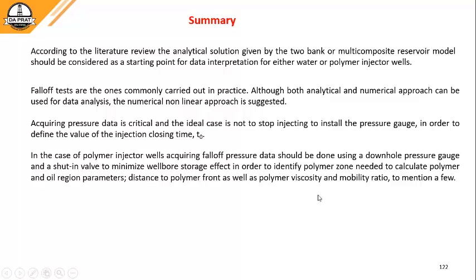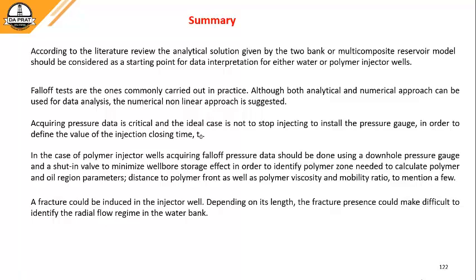In the case of polymer injector wells, acquiring fall-off pressure data should be done using a downhole pressure gauge and shut-in valve to minimize wellbore storage effect, in order to identify the polymer zone needed to calculate polymer and oil region parameters: distance to polymer front, polymer viscosity, mobility ratio, just to mention a few.